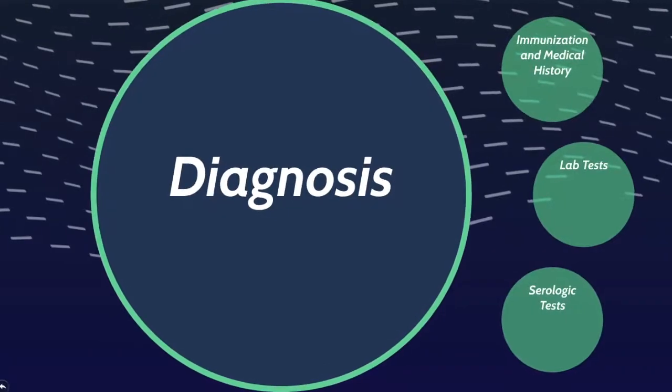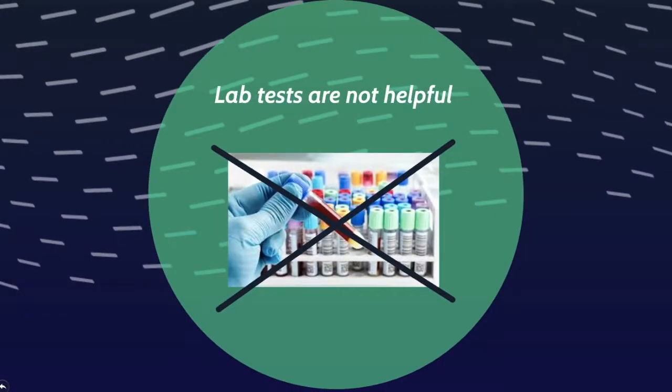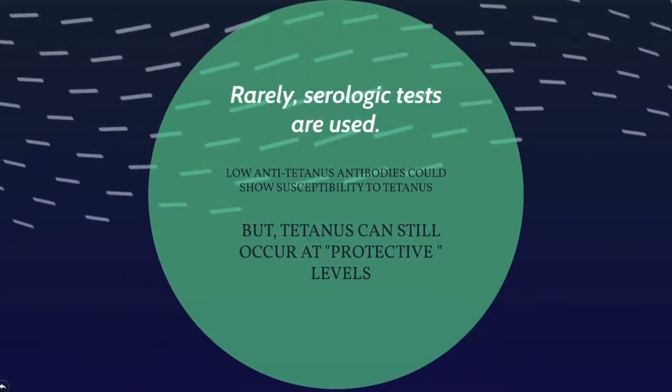For the diagnosis of tetanus, doctors usually diagnose based on physical exams, medical and immunization histories, and signs and symptoms of muscle spasms and stiffness and pain. Laboratory tests are generally not helpful in diagnosing and confirming tetanus. However, rarely, serologic tests are used to test the serum antitoxin levels in the blood. Very low or undetectable anti-tetanus antibody levels would demonstrate a susceptibility to tetanus. However, tetanus can occur in the presence of protective levels of the antitoxin, so we can't use this test to conclude the presence of tetanus for sure in humans.